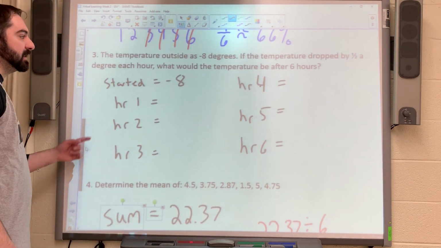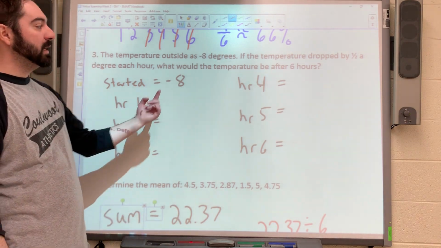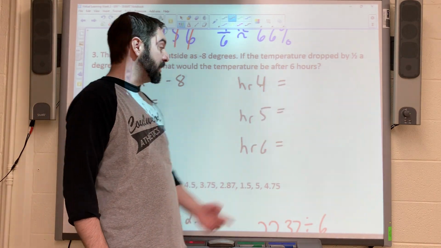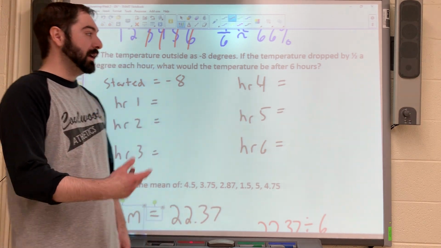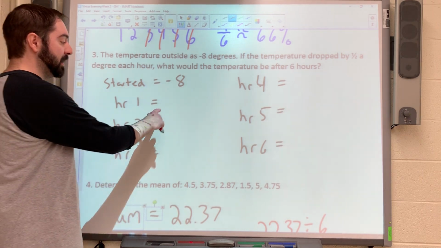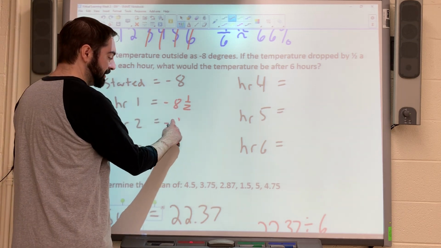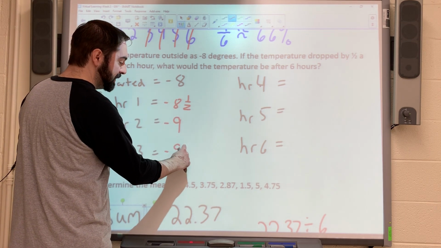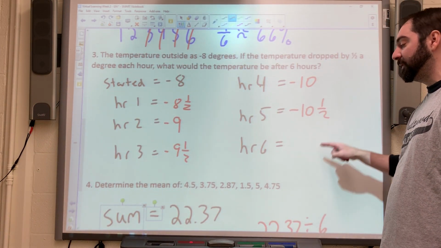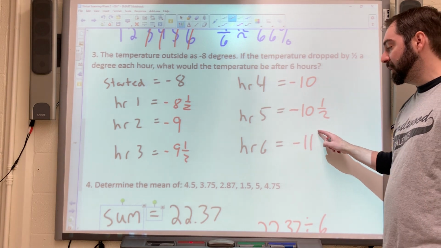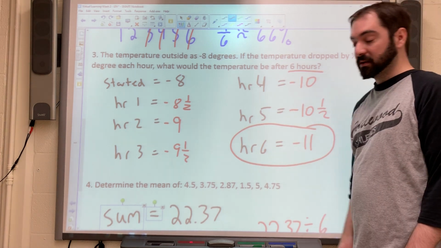Number 3. The temperature started at -8 and dropped or went down by a ½ degree each hour. And we need to figure out what the temperature is after 6 hours. So again, I put a starting point. I listed all the different hours I'd have to find the temperature for. And now I go through and actually drop the temperature. Well, again, -8½ is a ½ degree less. It goes down another degree, negative -9, goes down again, -9½. It goes down again, -10. It goes down again, -10½. It goes down again for the 6th time. We're at -11, so -11 would be the temperature after 6 hours.